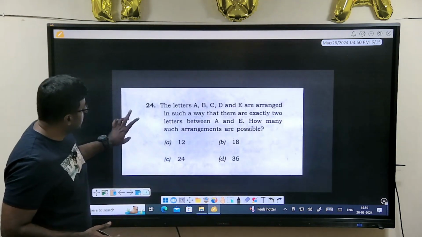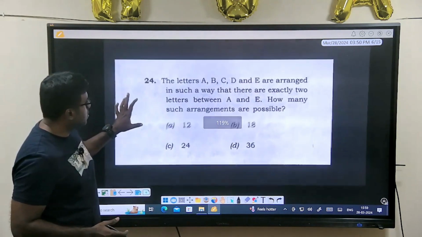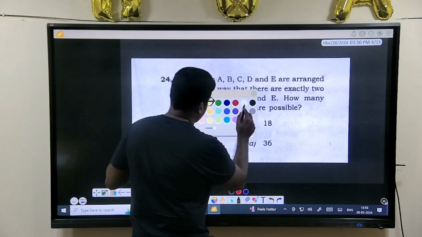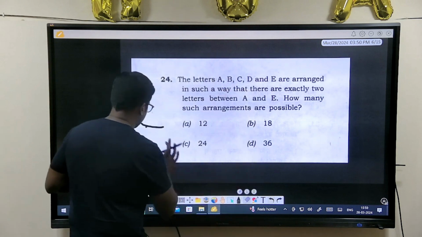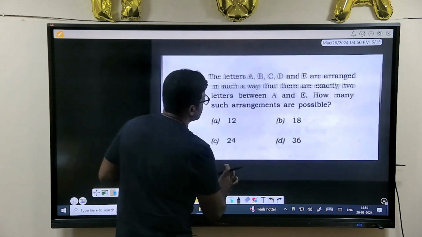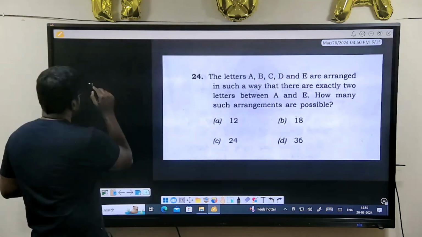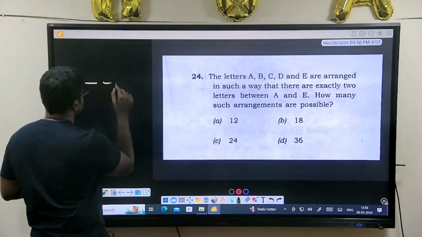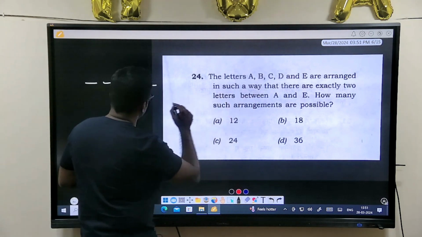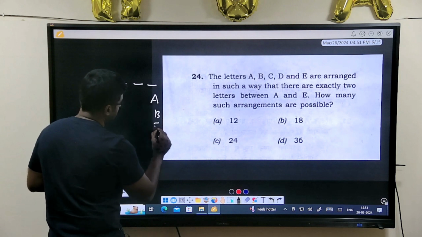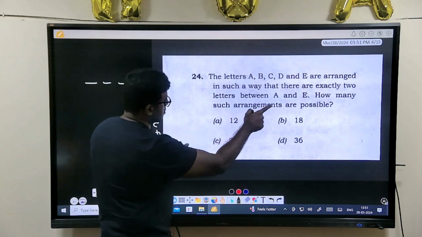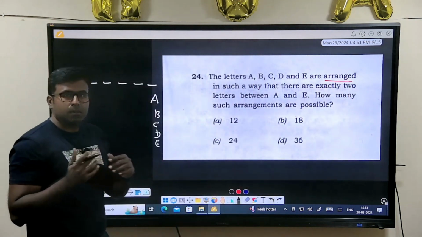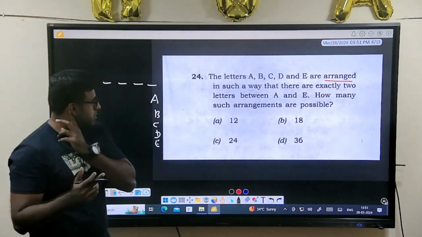Now you see here, the letters are arranged in such a way that there are exactly two letters. This is also a permutation combination system. Now you see here, 5 letters are to be arranged: A, B, C, D, E. So they are to be arranged in such a way. Look at this. Arrangement means the permutation thing. It's not the combination thing.